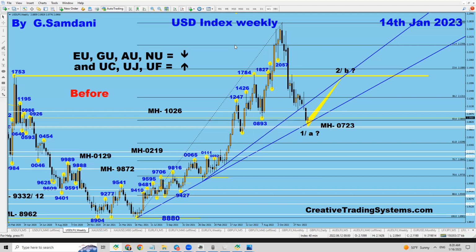So I just wanted to give you guys this heads up about this upcoming US dollar setup. Long setup, US dollar will be getting strong, and this will be happening. So trade accordingly. All right.